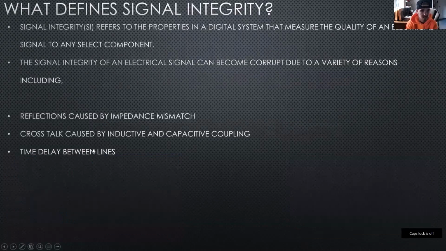What is signal integrity? Signal integrity, also known as SI, refers to the properties in a digital system that measure the quality of an electrical signal to any select component. The signal integrity of an electrical signal can become corrupt due to a variety of reasons, including reflections caused by impedance mismatch, crosstalk caused by inductive and capacitive coupling, and time delay between lines.